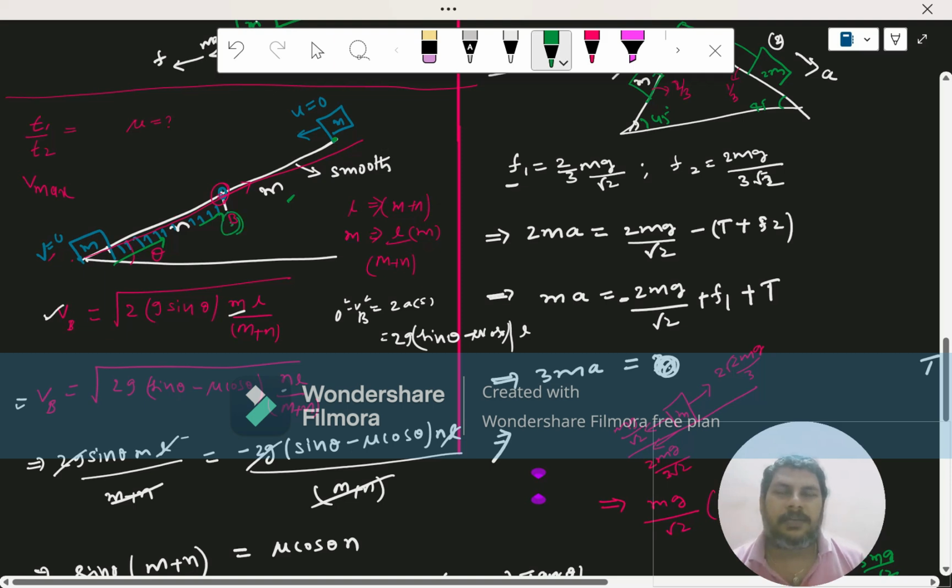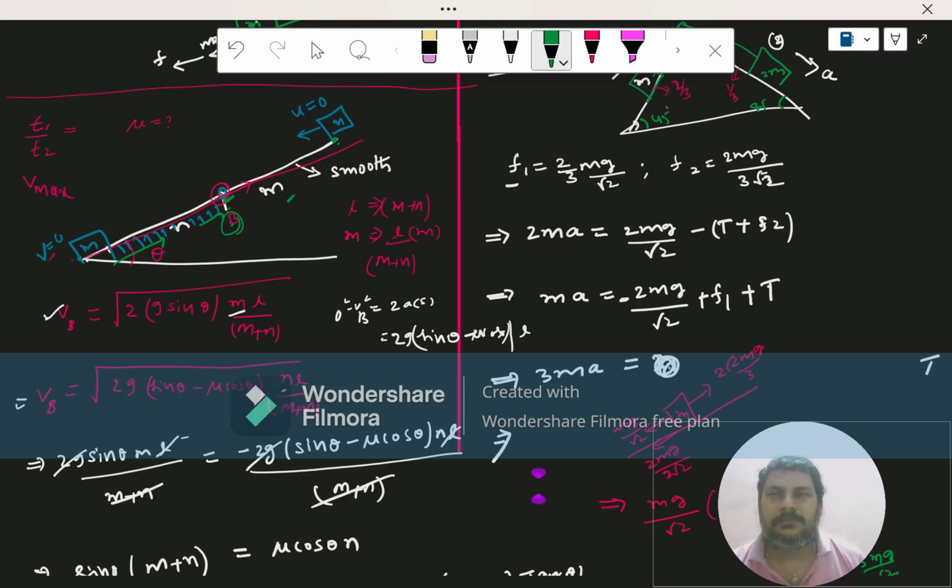And they will ask questions like the ratio of time taken from here to here and here to B down. Where will the velocity be maximum? At this point B only the velocity is maximum. In that case, what is the acceleration or coefficient of friction of this surface? They will ask these three types of questions only on this type of model.